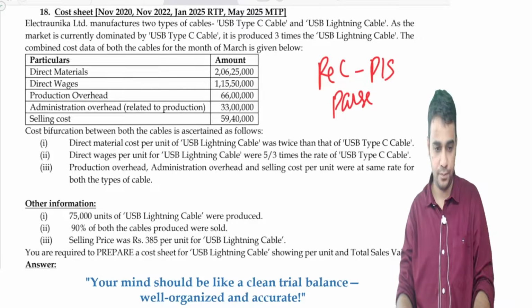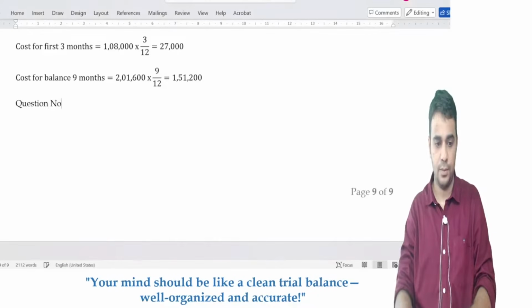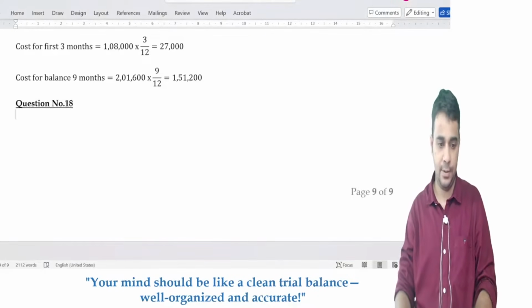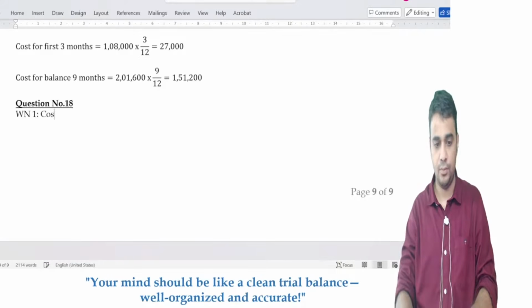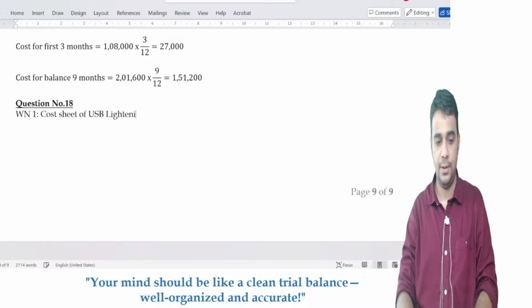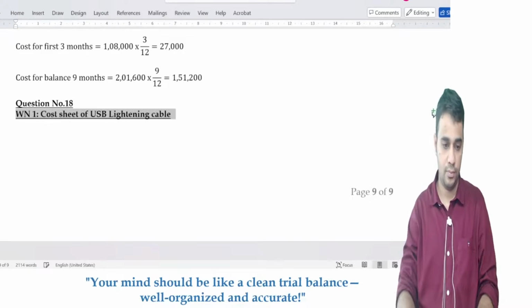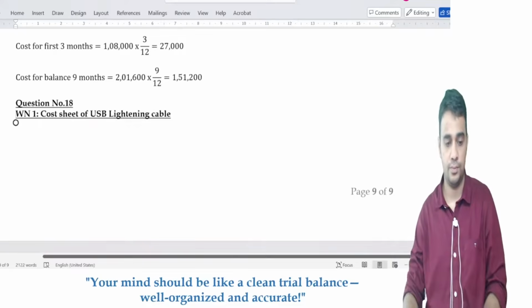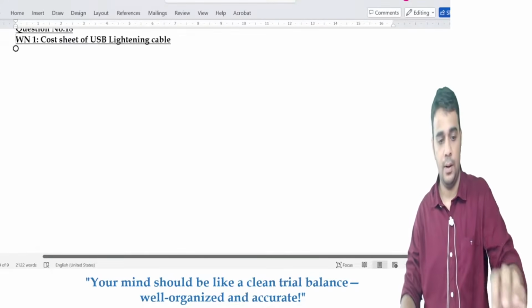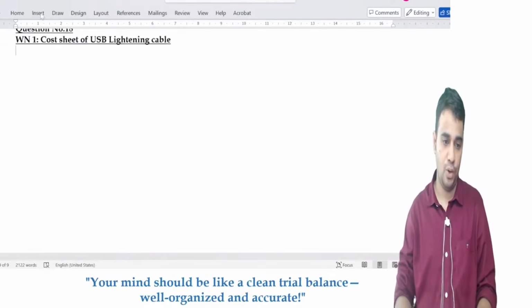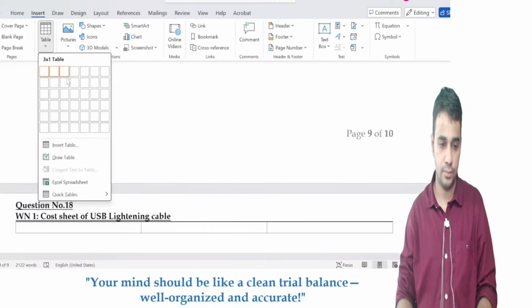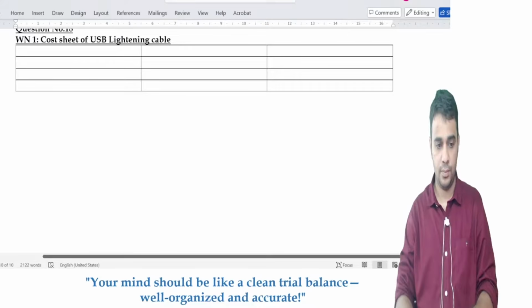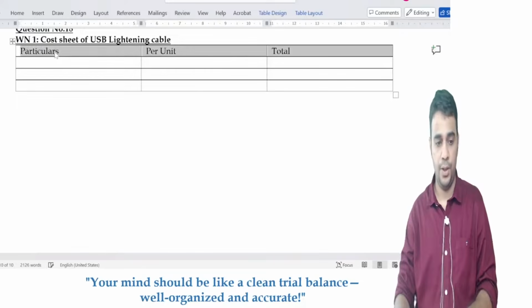Cost sheet of USB Lightning cable. Particulars, per unit, total.